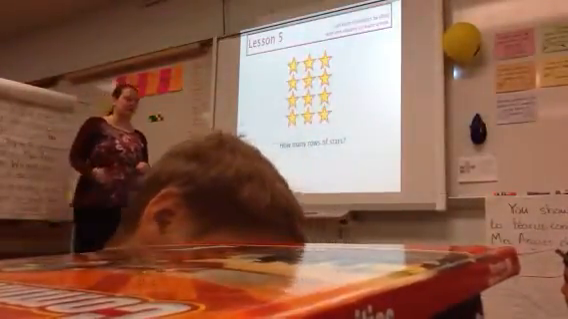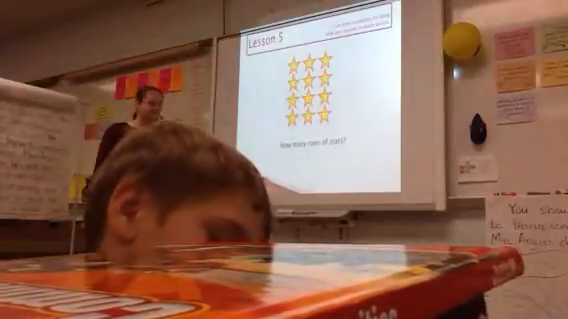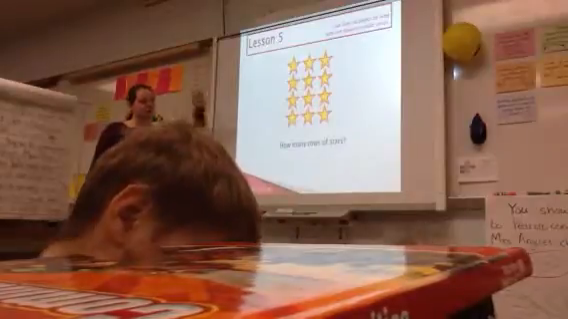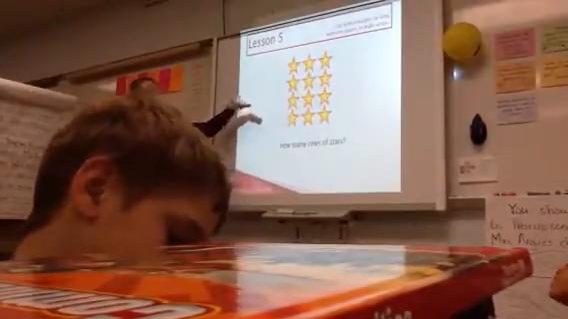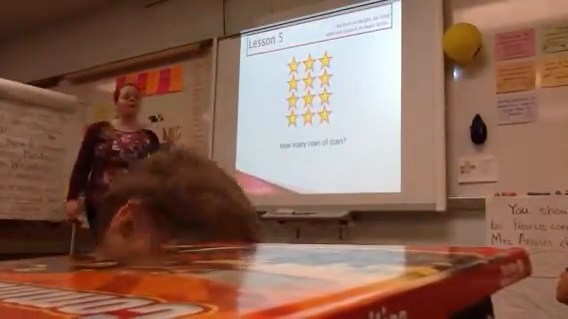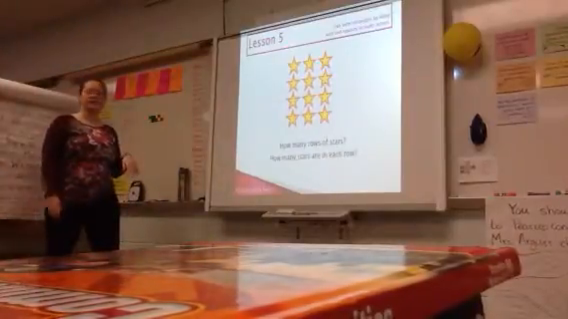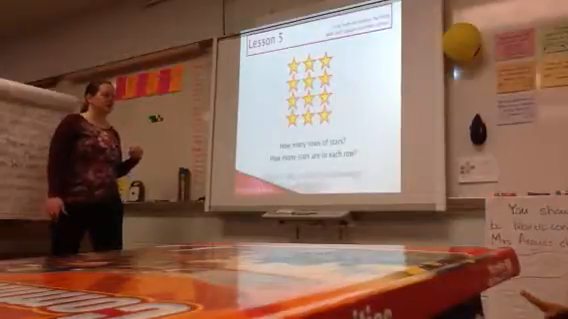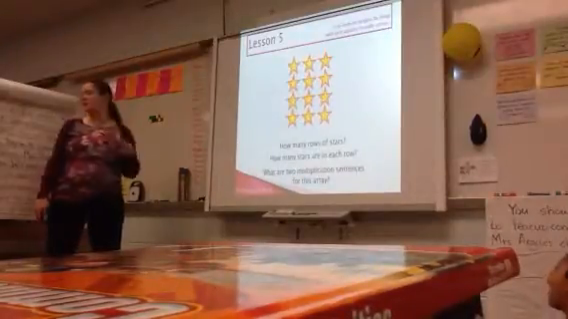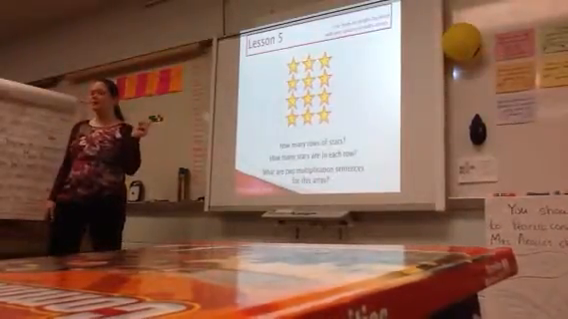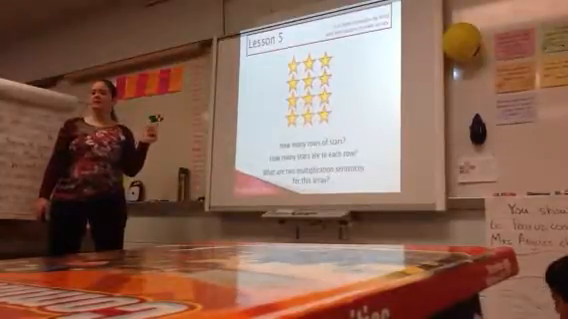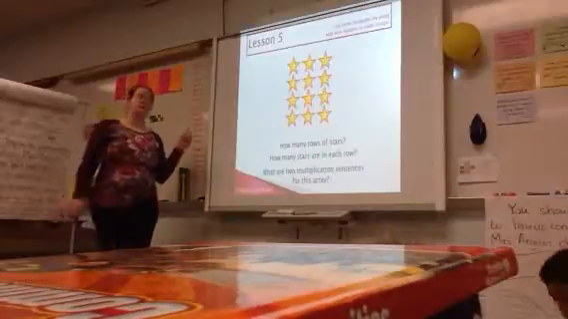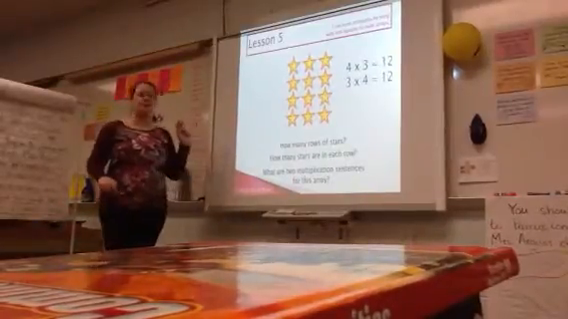So how many rows of stars are there here? Andy? Okay. Rows go across. 3. Rows go across. Oh wait, there are 4. 4, right? How many stars are in each row? Riley? 3. What are 2 multiplication sentences for this one? Mackenzie? 3 times 4, 4 times 3, they both equal 12.